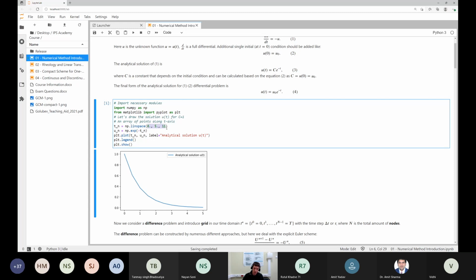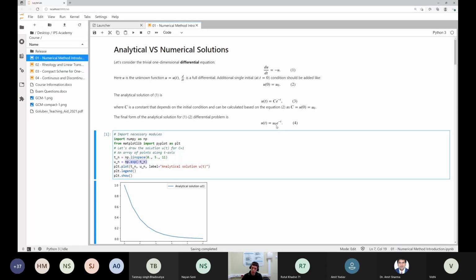Here I created 11 points from 0 till 5. They have the same distance h equal to 5 divided by 10. I set the function exponent minus t, and I plot it here. Of course, at the point 0, any exponent equals 1. And at infinity, we obtain 0, so we have the asymptote y equal to 0. So we have this dependence, and this is the analytical solution of the problem with u0 equal to 1.